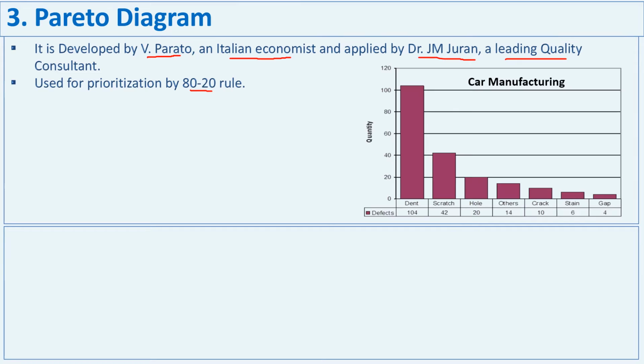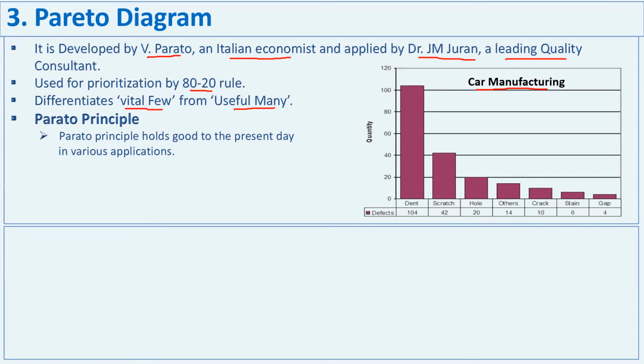Here is an example of a Pareto diagram for car manufacturing. It differentiates the vital few from the useful many. Let's study the Pareto principle. The Pareto principle holds good to the present day in various applications. A few causes lead to many defects, and many causes lead to few defects.